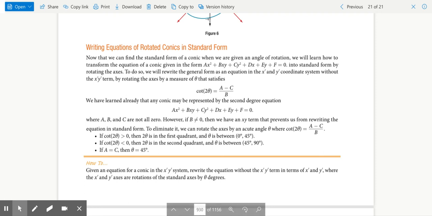Alternatively, if you wanted to rotate something a certain number of degrees, you could figure out what your B needs to be by using this same equation. You just put the number of degrees in there, your A and your C there, and then solve for B, and you'd be able to figure out what B would rotate your equation the number of degrees that you want.